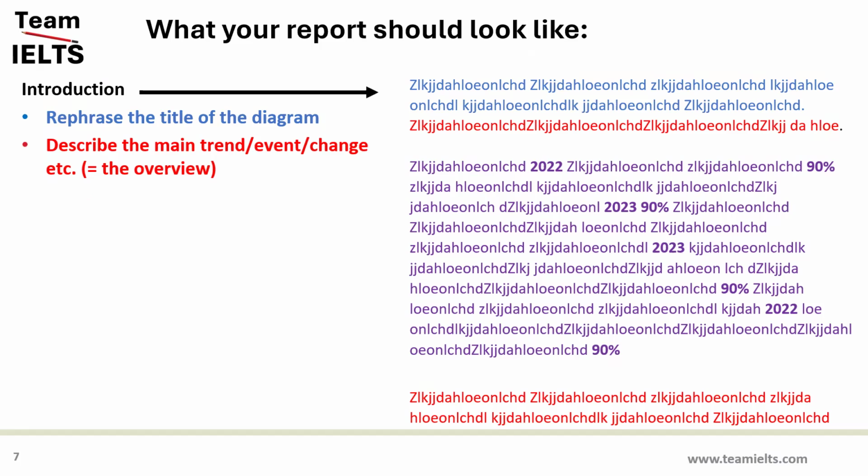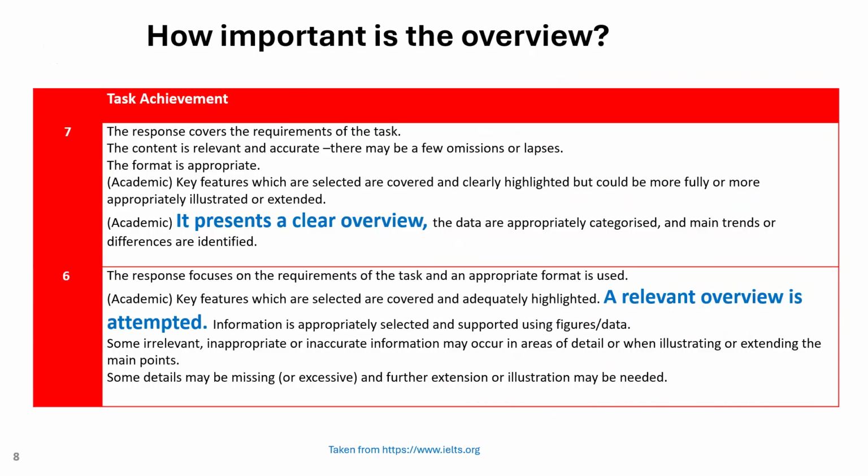So together, those 2 things comprise your introduction. Before we look at the other bits, let's have a look at why the overview is important. Again, this is just a snippet from the band descriptors, but it's looking at band 7 and 6 again for task achievement. Now, at 6, you need to at least attempt to write an overview. However, for 7 and above, you have to present a clear overview. So it's something that really is worth practicing. And we will look at the different types of overview for the different data types in our other writing task 1 lessons. So do check them out.